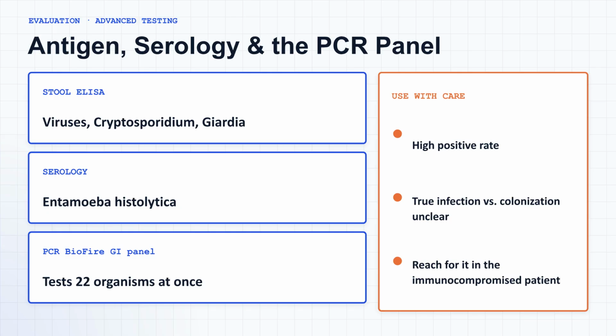But use it thoughtfully. It has a high positive rate, and a positive result does not tell you whether the organism is truly causing disease or is simply colonizing the gut. The reasonable place to reach for it is the immunocompromised patient. One workflow point: a fast panel result does not replace the clinical decision about whether to treat.